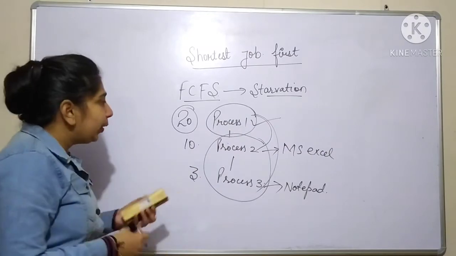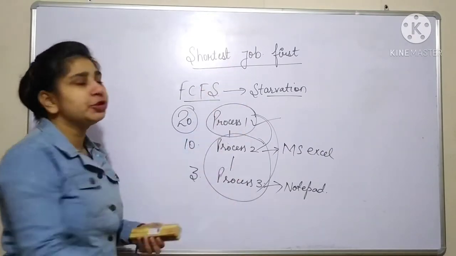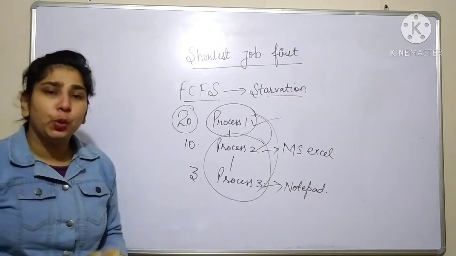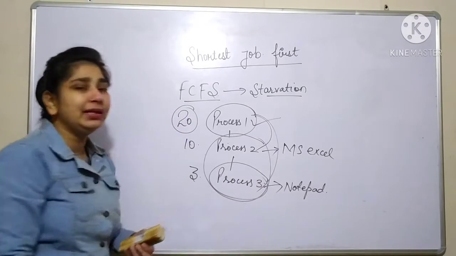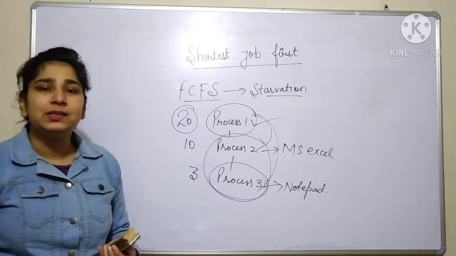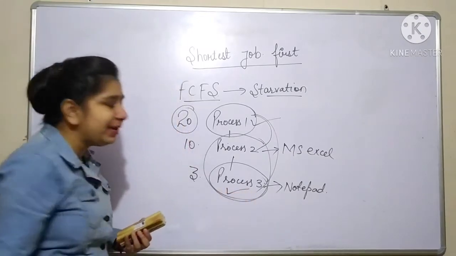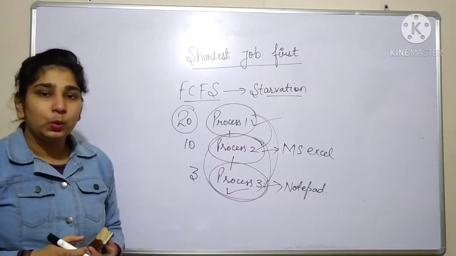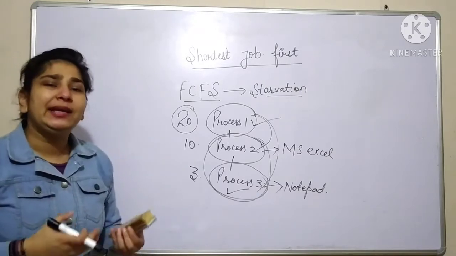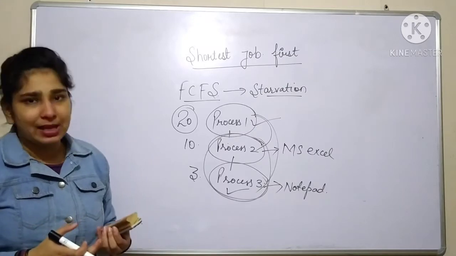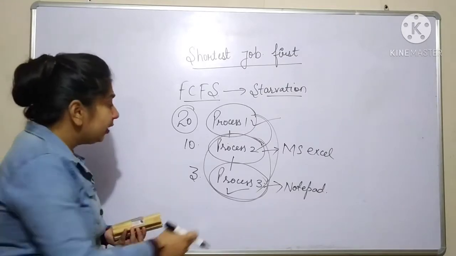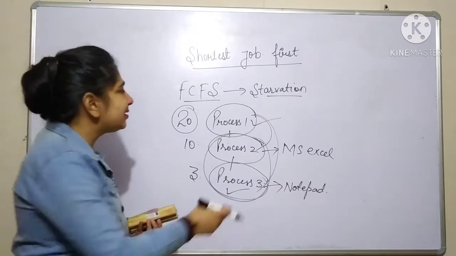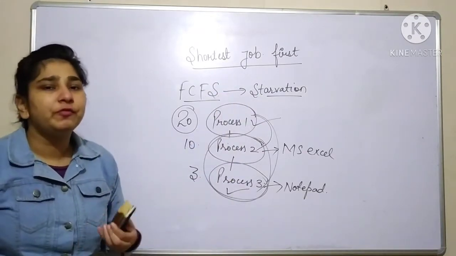To solve the problem of starvation, we decided to make one algorithm, shortest job first. In shortest job first, you execute processes having less CPU time, less burst time. Like firstly you will execute process 3, then process 2. Why are we doing so? So that we can reduce the waiting time and the response time of multiple processes. We try to reduce the starvation problem with shortest job first.